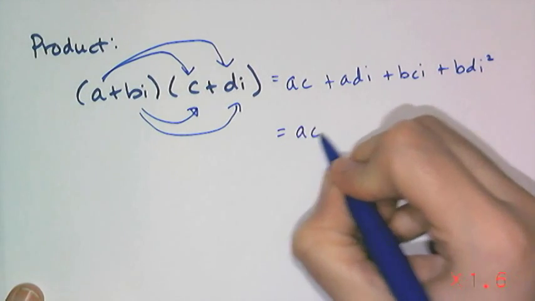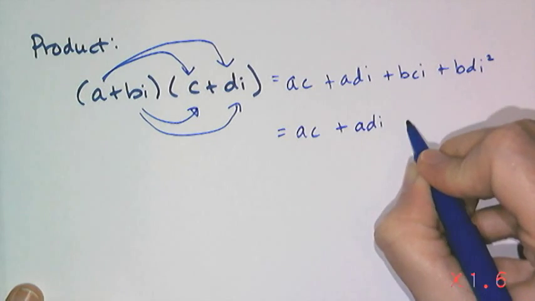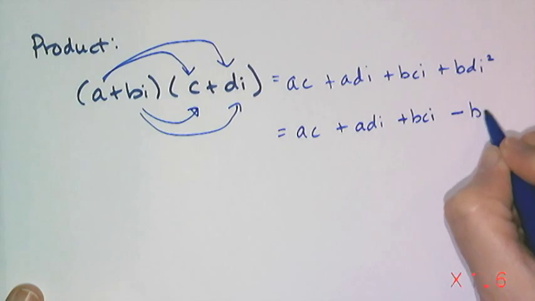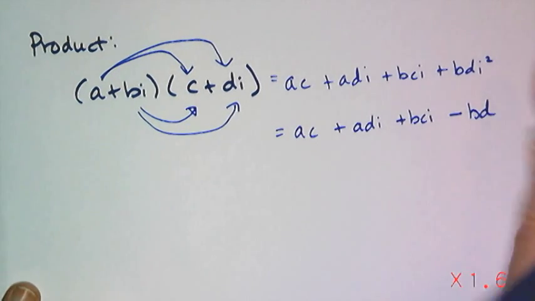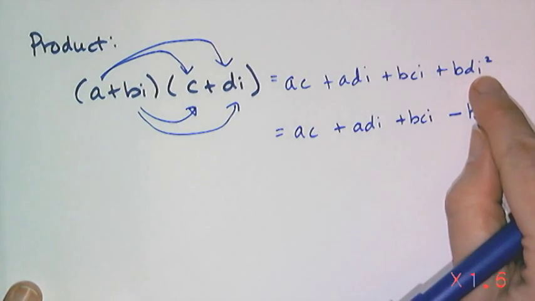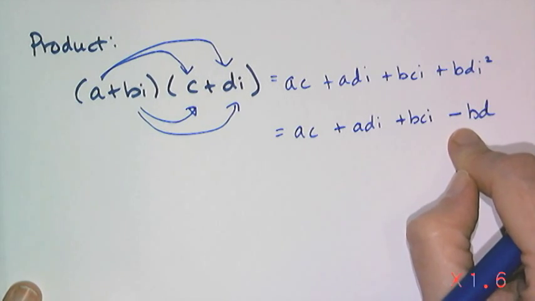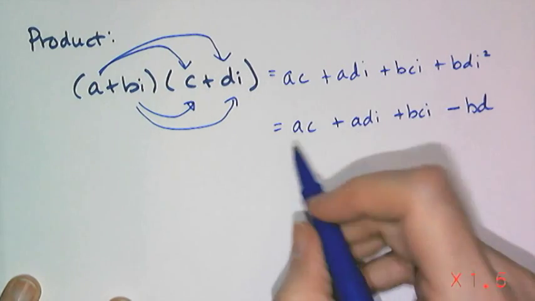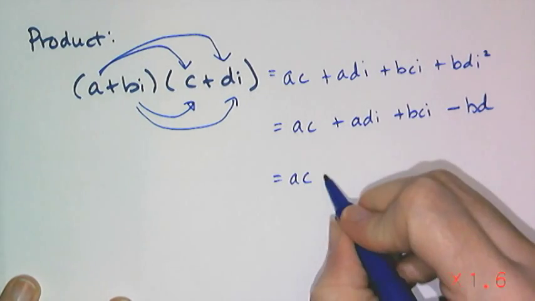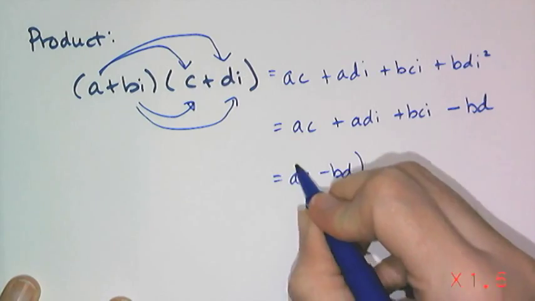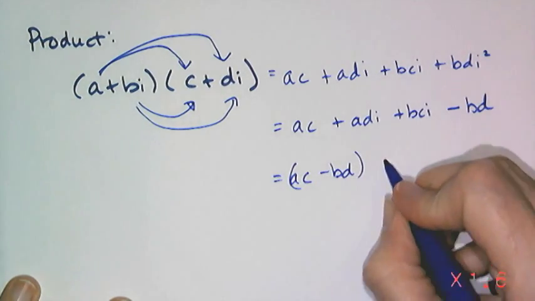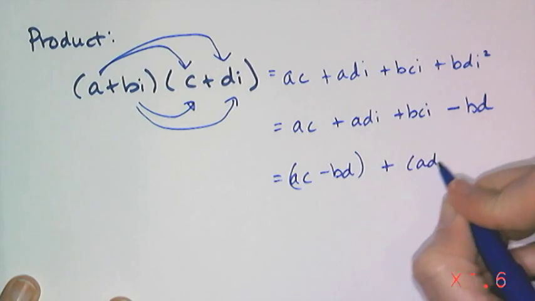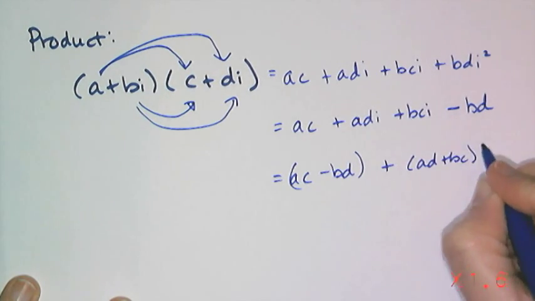So then I'm going to simplify this part here. So I have AC plus ADi plus BCi minus BD. And why is it minus BD? Well, because i squared is -1, and so it means I just changed the sign. So now what I'm going to do is gather the real parts. So I have AC minus BD. That's the real part of the product. And then gather the imaginary parts by factoring out the i. And I get (AD plus BC)i.